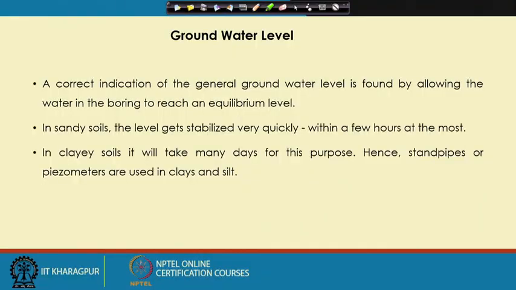It gets there very quickly, within a few hours, if it is a sandy soil. If it is a clay soil, it will take many days for this purpose. And for clay soil, standpipes or piezometers are used to determine the water table location.